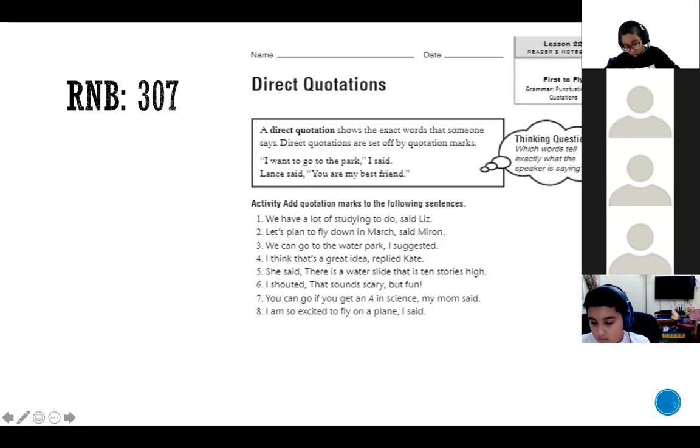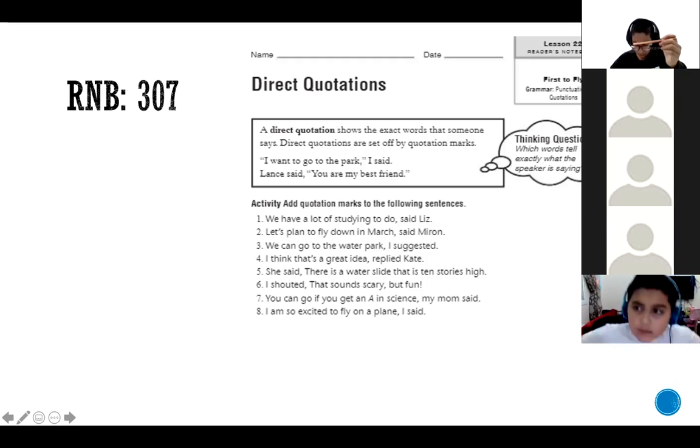Just look at the reference box, guys. I don't want you to go fast so that we can discuss and you understand. A direct quotation shows the exact words that someone says. Direct quotations are set off by quotation marks. This we have already seen. Look at this example. Mohammed, are you reading it? The example here? I want to go to the park, I said. Lance said, you are my best friend. Yes, thank you. These are the two examples in the reference box.